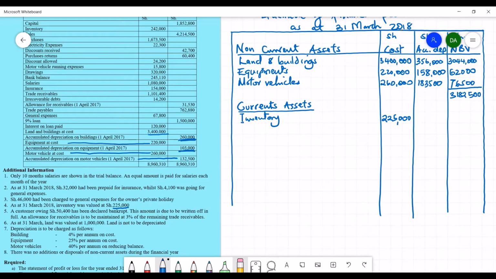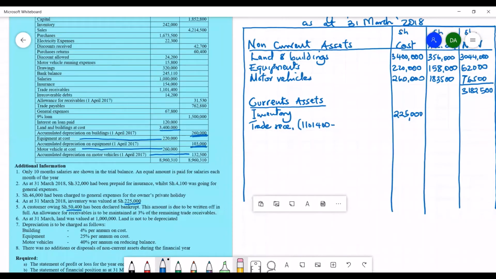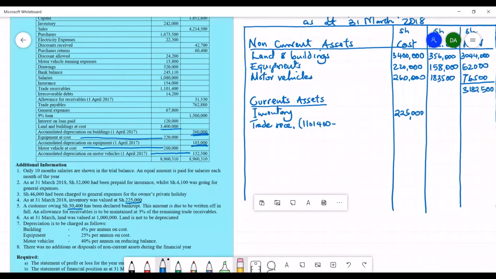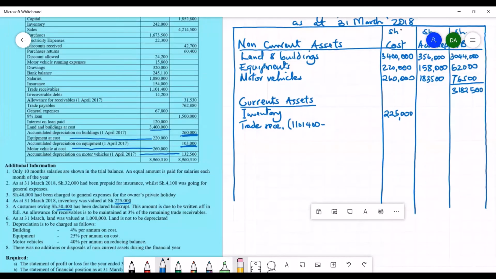That is followed by accounts receivable or trade receivables, equal to 1,101,400. From there, we subtract debts to be written off, which is equal to 50,400. There are some debts which were to be written off, equal to 50,400, as you can see here. So we subtract that amount of 50,400.